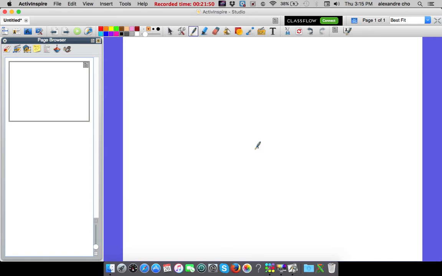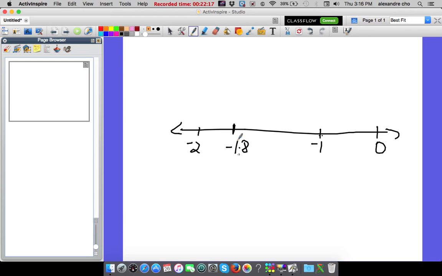Next one. Create a number line to show three rational numbers between negative 1.8 and negative 1.9. Okay, all right, so I'm going to put a 0 right here. I don't need the positives. This is 0. If that's 0, this is negative 1, and if that's negative 1, this is negative 2. Now, negative 1.8 is here, and next to it would be negative 1.9. So, I want three rational numbers that are in here, between this guy and this guy.